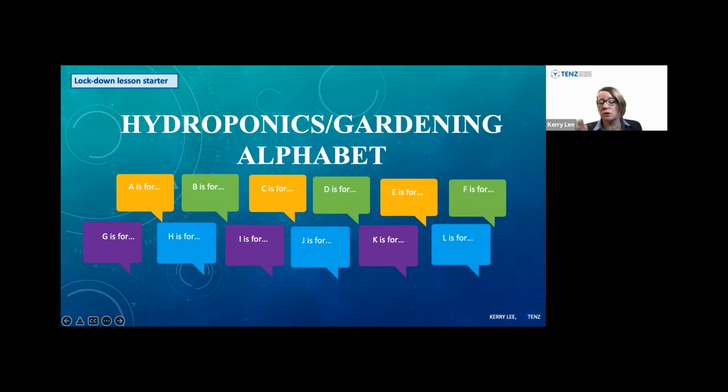And B, I struggled with, but I got balance, bacteria, bubbles, and bucket. And C, cultivate, crop, channel, circulate, consistent. D, dirt, dangle, drip, droppers, disease. And E, electricity, expanded clay. Those are things that I wrote down to help me, because the chances are when I'm working with kids and someone says, Miss, what's one for A? I might struggle. So I've pre-prepared the answers to help me and with the lesson flow.